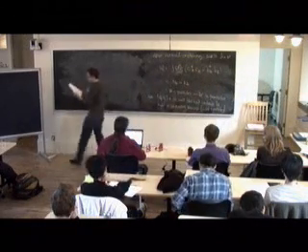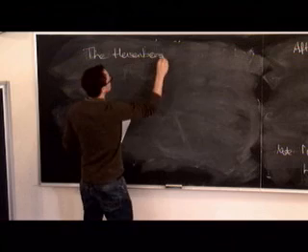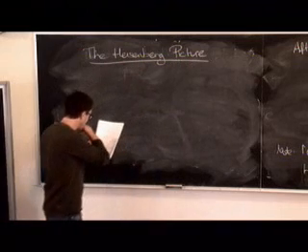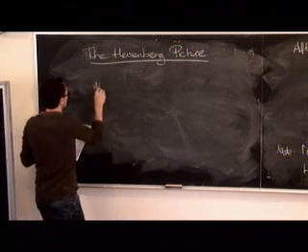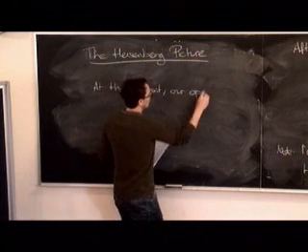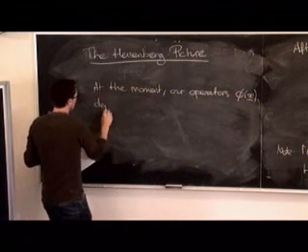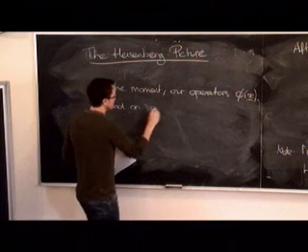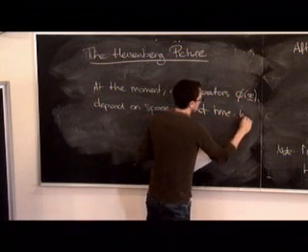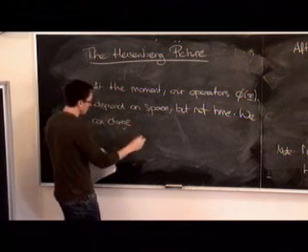Okay, so let's just make this shift to the Heisenberg picture. So at the moment, our operators phi of x depend on space, but they don't depend on time. So we can change this just by working in the Heisenberg picture.